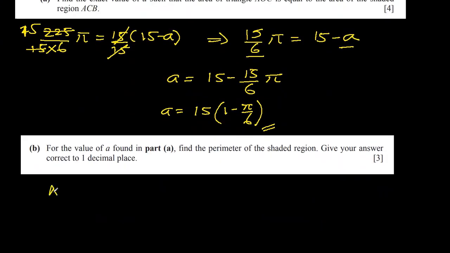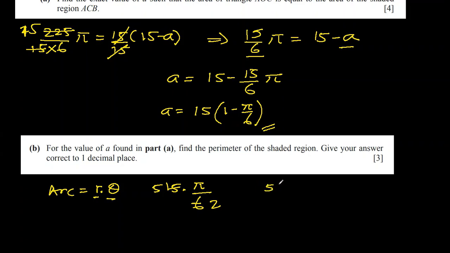So arc is always r times theta, the radius times the angle that the arc is subtending at the center. R is 15 and that is pi over 6 angle. So we can cancel this.